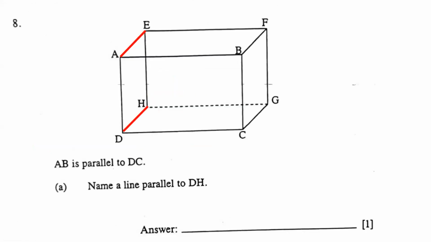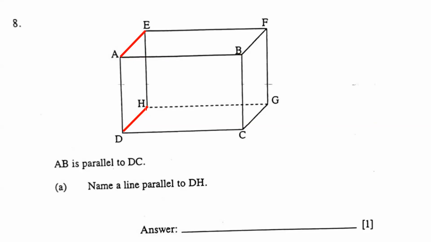Here we have question number 8. It says here that AB is parallel to DC. Again, AB is parallel to DC. What is AB? Well, AB is this line right here. That's AB. AB is parallel to DC, and that makes sense. They are parallel, they are an equal distance apart, okay? And they never meet. And so these two lines are parallel. So name a line that's parallel to DH, okay? So if we look carefully, a line that's parallel to DH, okay, so this is DH here.